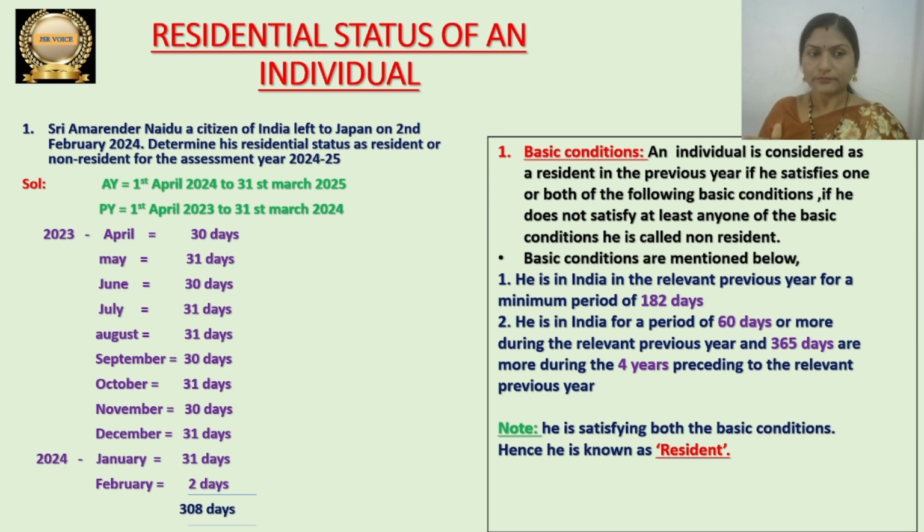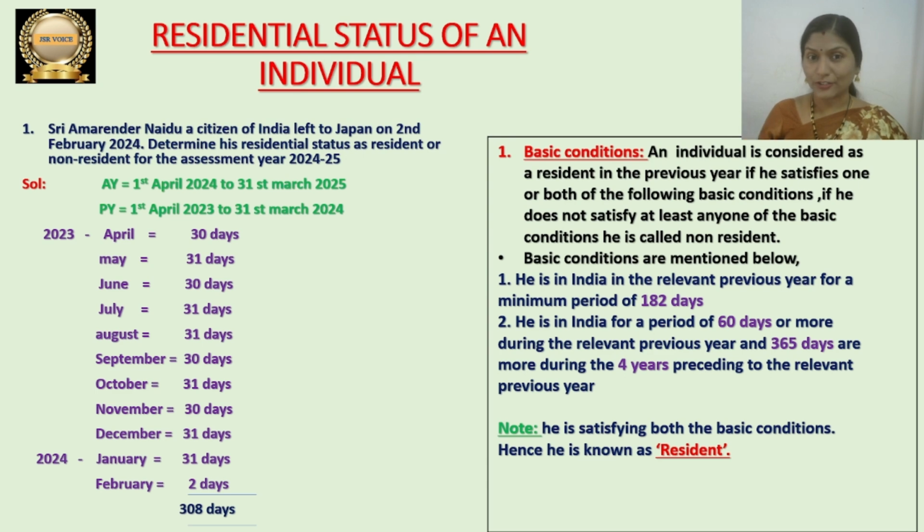You can see down I have mentioned it there. In April 2023, all 30 days he was in India only. After April, May has 31 days, and he was in India for those 31 days. He did not go anywhere. Next June 2023, we have 30 days, and he stayed in India.